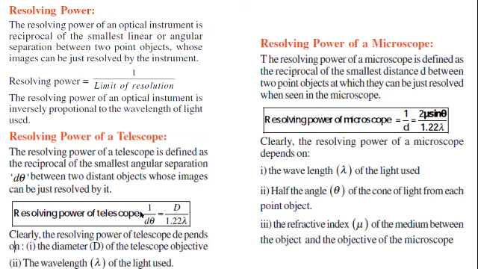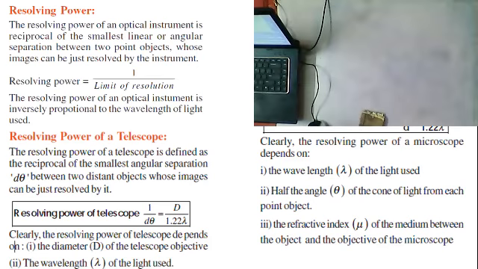Resolving power of a telescope is given as 1 by d theta, which is equal to d by 1.22 lambda, where d is the diameter of the telescope objective. D is what, guys? Diameter of the objective. And here lambda is the wavelength, whichever wavelength we have used. Okay, for simple understanding, I'm just explaining here.